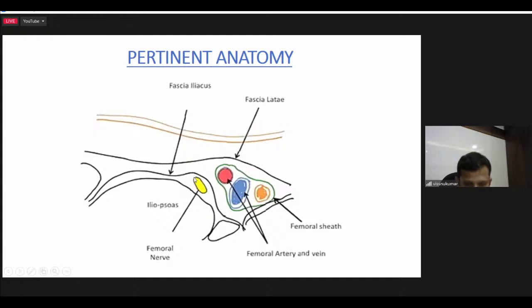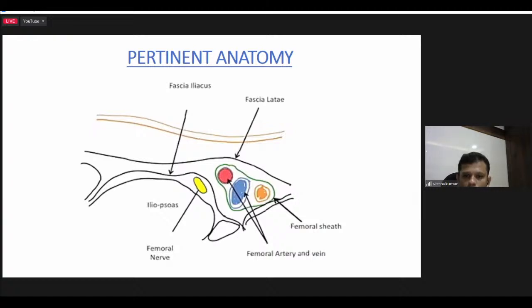Okay. So remember the structures, and you have a mnemonic called NAVEL: nerve, artery, vein, empty space, and lymphatics. So you have to remember the NAVEL. The first point to remember, in case of lower limb, is that the nerves are always located laterally.